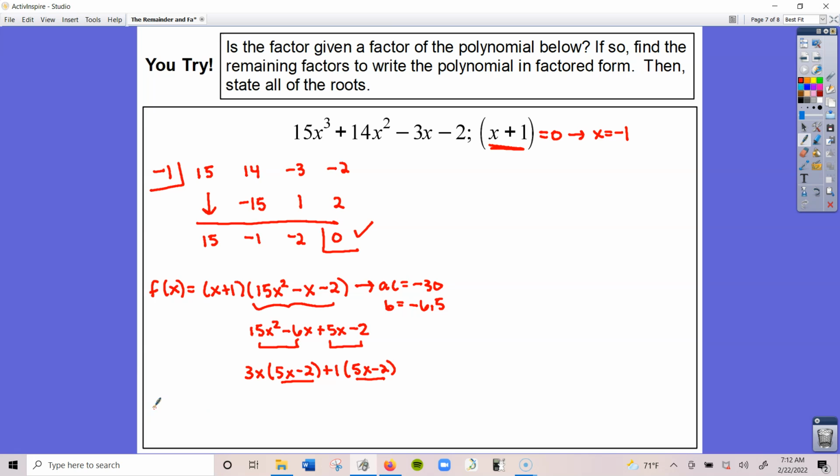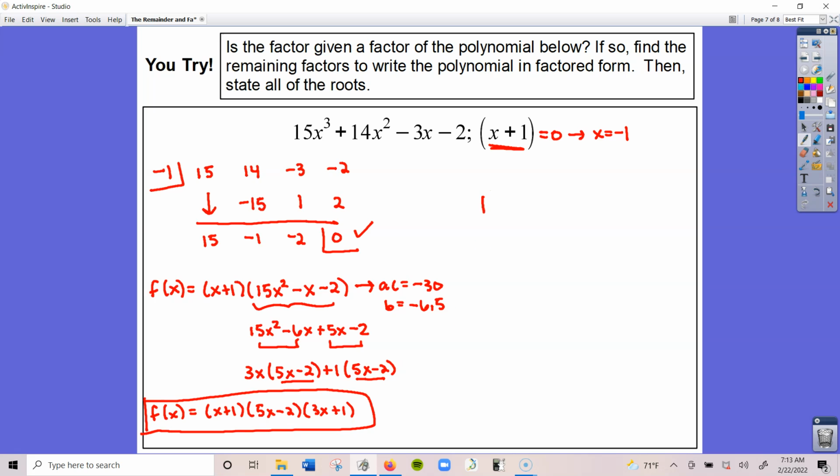Now we're ready to write our polynomial in completely factored form. We have the x plus 1. Then we have the 5x minus 2, the ones that are identical. And what's left over on the outside is my other factor, so 3x plus 1. This is my polynomial.